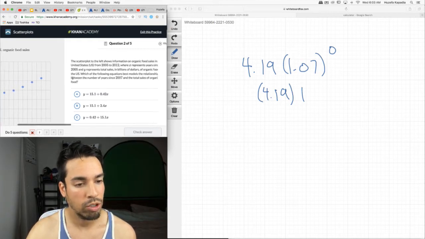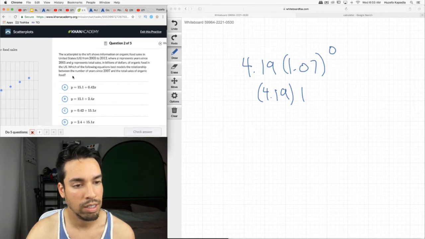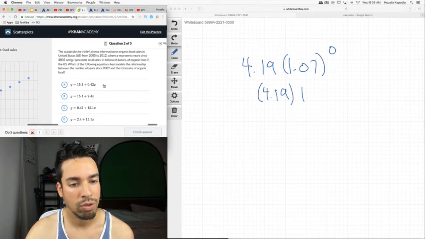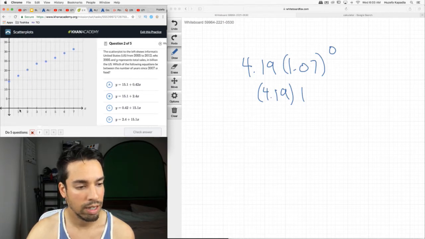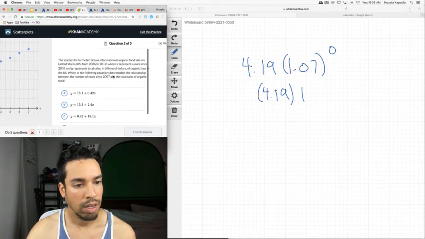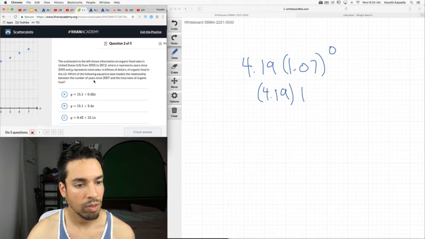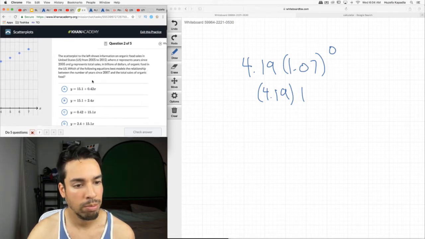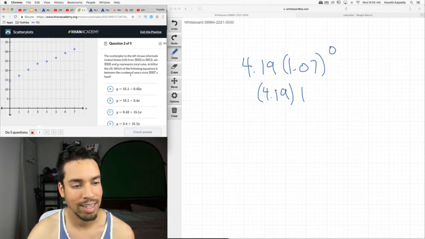Next, let's go to question number 2. The scatter plot to the left shows information on organic food sales in the United States from 2005 to 2012, where X represents years since 2005. Okay, so this is like 2006, 2007, 2008. All right, and Y represents total sales in billions of dollars. Okay. Which of the following equations best models the relationship between the number of years since 2007 and the total organic sales of food? So this is interesting because now they said since 2007.